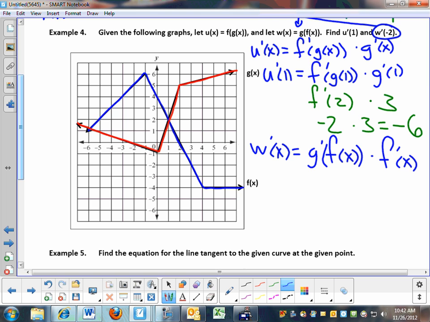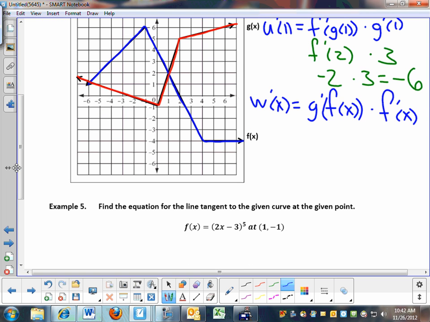Now I need to define it. At what point am I finding the derivative? At negative 2, so I'm going to plug that in. So w prime of negative 2 is equal to g prime of f of negative 2 times f prime of negative 2. And now we go to business. So I'm now looking at negative 2. What is the slope of f at negative 2? Positive 1.